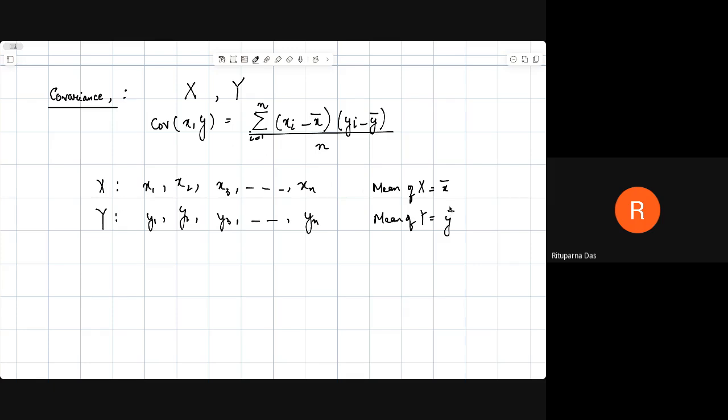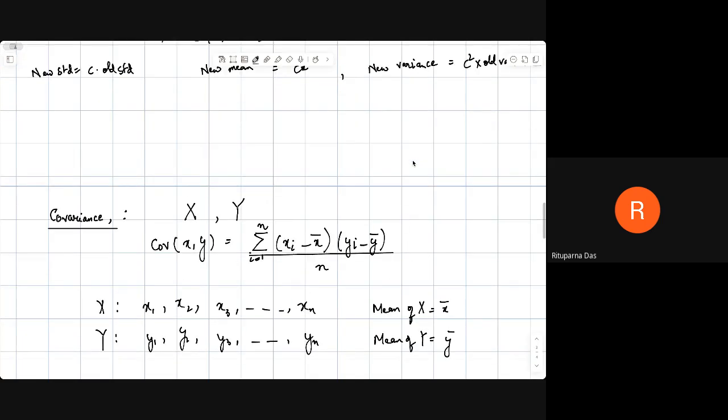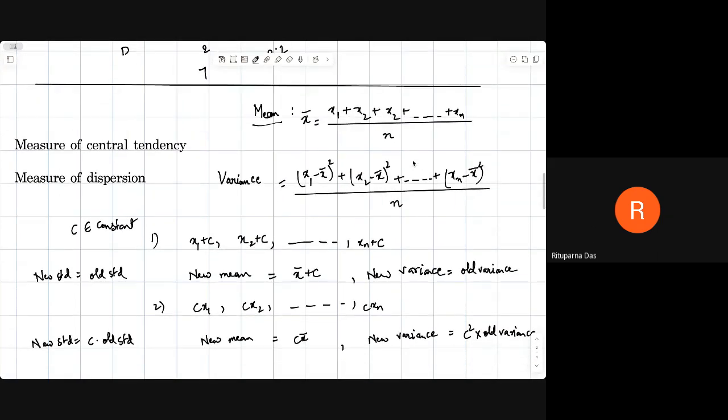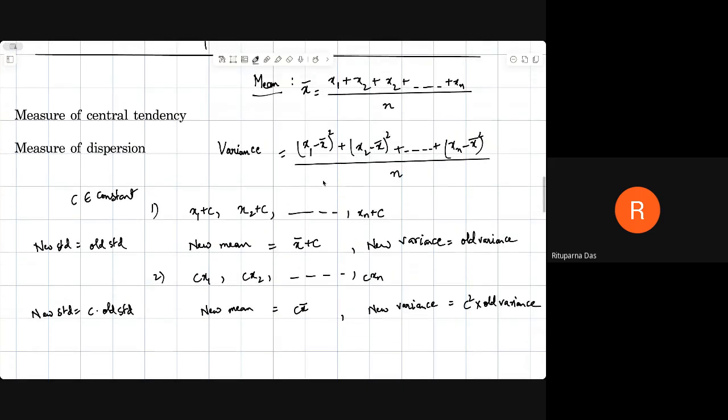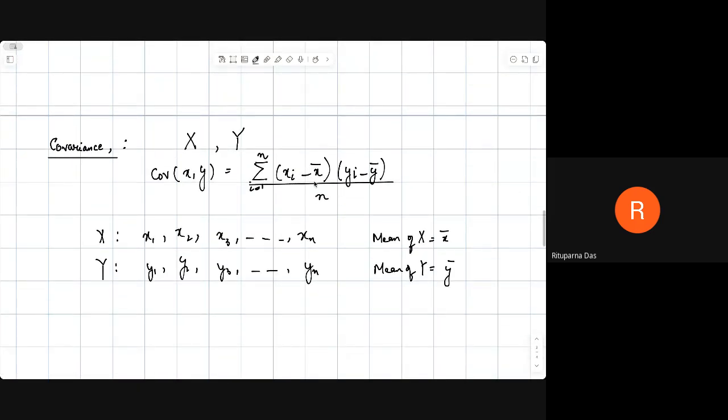So we are trying to find the strength of linear association using this. See, the formula looks almost similar to the formula of variance. In variance we had xi minus x bar whole square. So here, instead of xi minus x bar whole square, we have xi minus x bar into yi minus y bar, divided by n. So this pattern is a way to remember the formula of covariance.